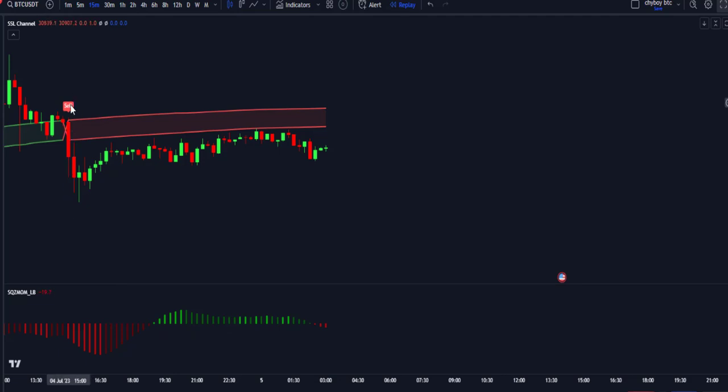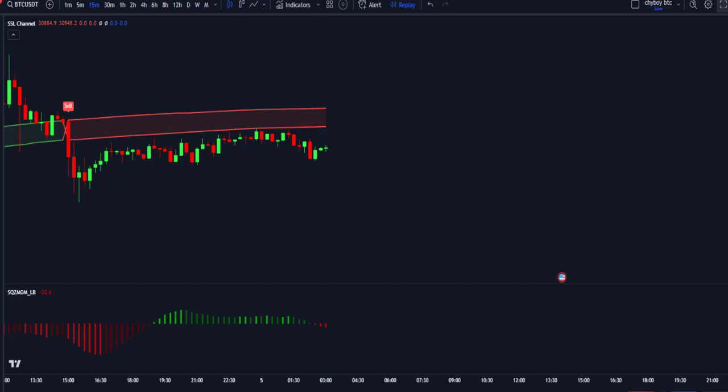Then you wait for the price to cross below the lower band of the SSL Channel, at which point a sell signal label will be printed. After that, you need to wait to see price bouncing back to reject the lower band. You are also going to wait for the Squeeze Momentum indicator to turn light red and move below the zero line, which confirms the breakout to the downside.